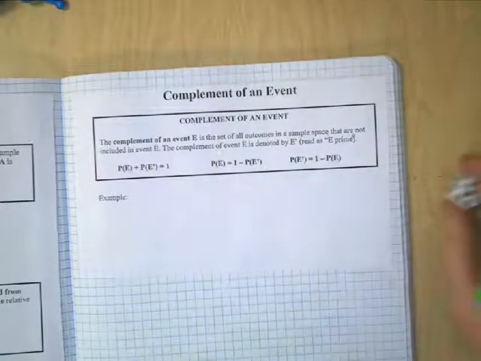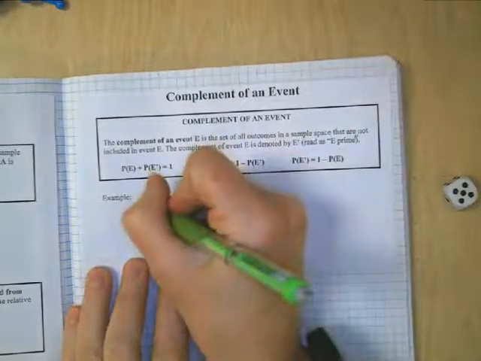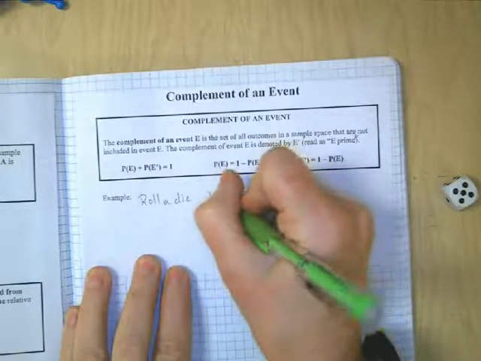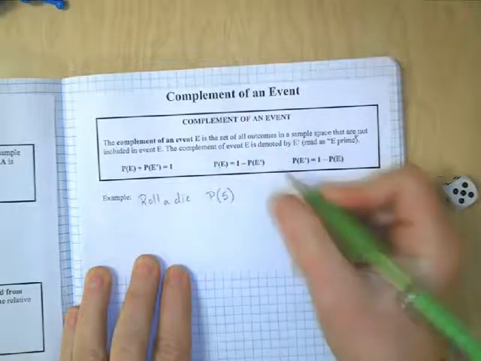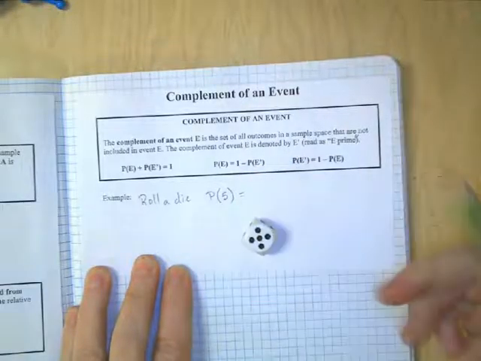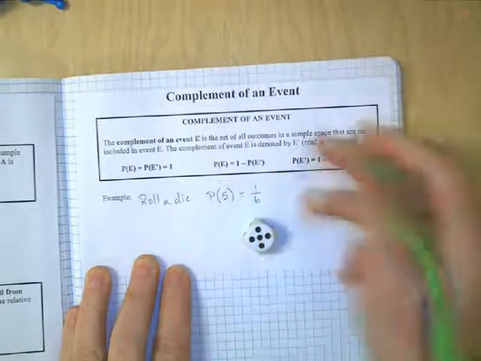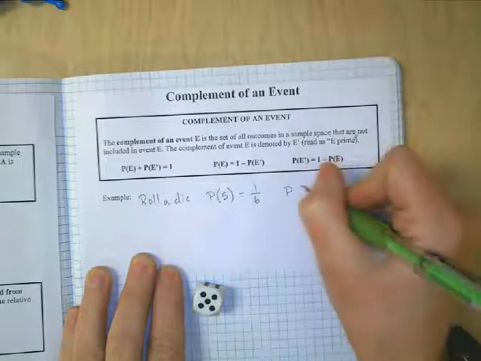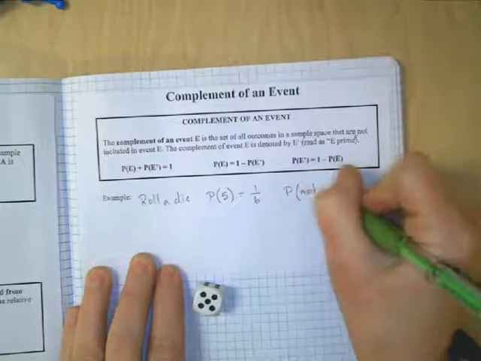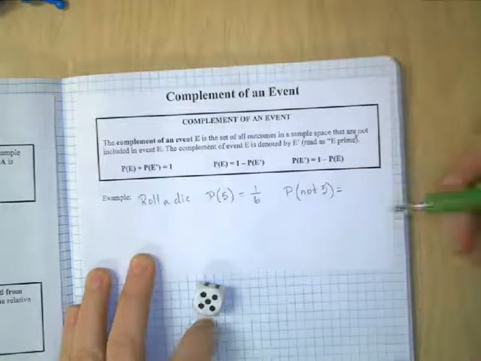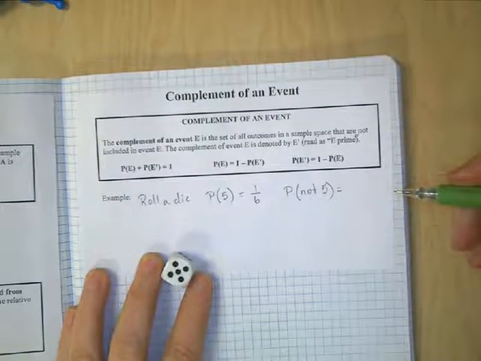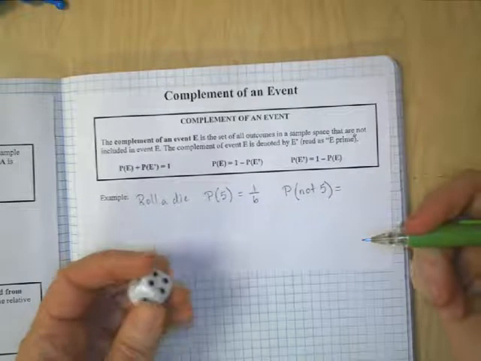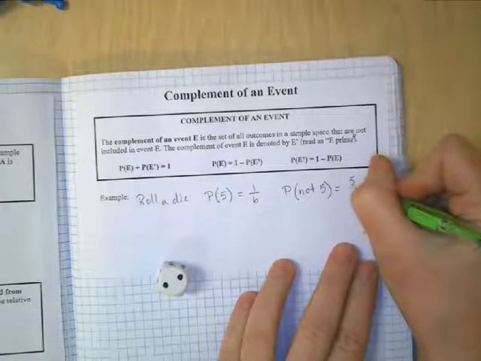So, for example, if I roll a die, and I want to know what's the probability of getting a 5. The probability of getting a 5, well, there's only 1 5. There's 6 sides, so it's 1 out of 6. And what if I want to know the probability of not getting a 5? Well, that would be all the other numbers on the die. So how many other numbers are there? There's 5 other numbers on there. So the 1, 2, 3, 4, and 6, those would be not getting a 5.